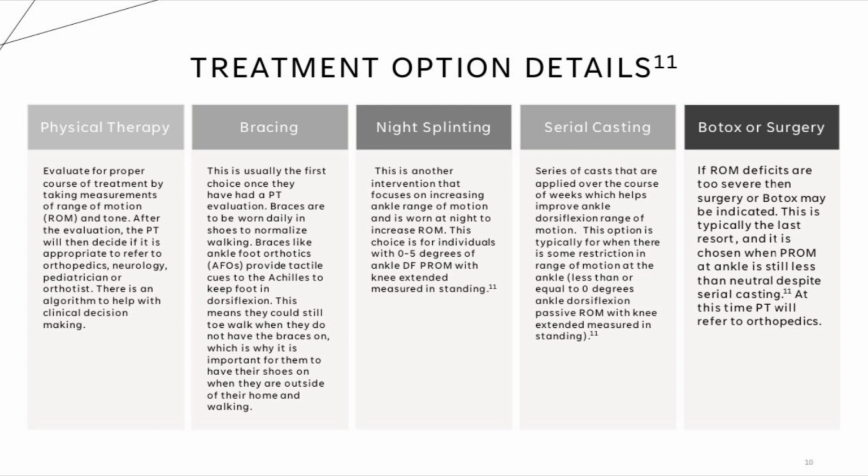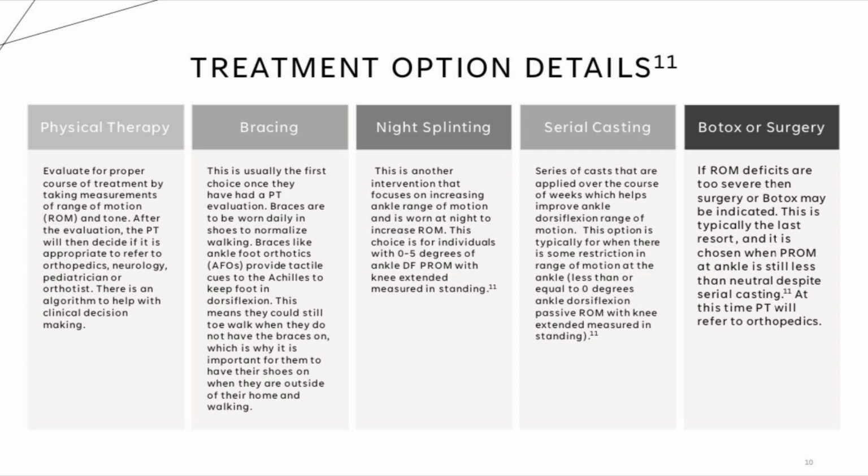Another thing with the bracing is that the braces will only be effective if they are on. So that's why it's important for the kids with orthotics or braces to be wearing them during their therapies. For night splinting, this is the intervention that focuses on increasing the child's range of motion throughout the night when they're sleeping. So this also requires them to be able to tolerate wearing the night splints. So a kid with sensory issues may not tolerate this intervention.